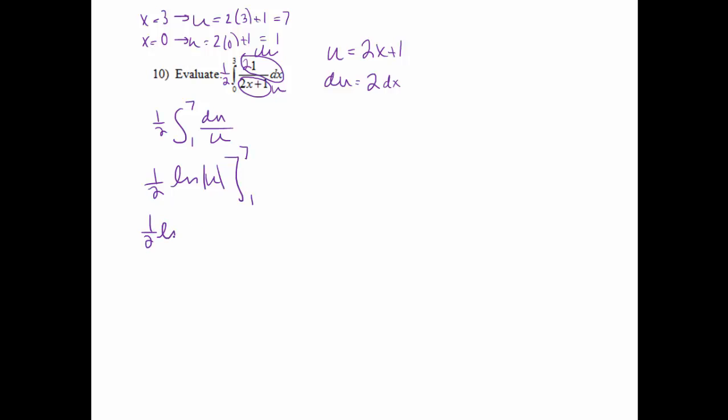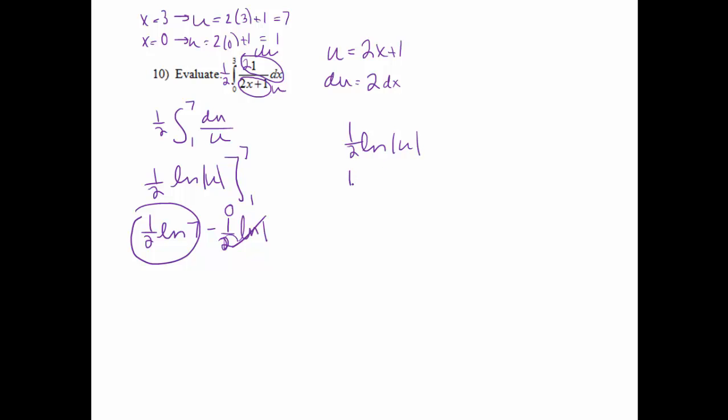I can just put my 7 and my 1 in. So here I'll have 1/2 the ln. The absolute value of 7 is just 7 minus 1/2 ln. The absolute value of 1 is 1. The natural log of 1 is 0. So my answer will be 1/2 ln 7. Okay. Had I not switched my variables, we would have had 1/2 ln of u.